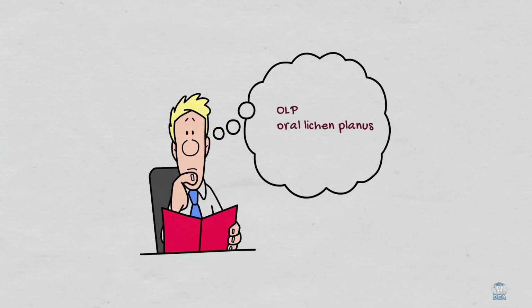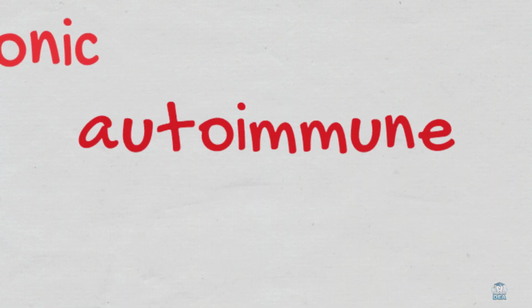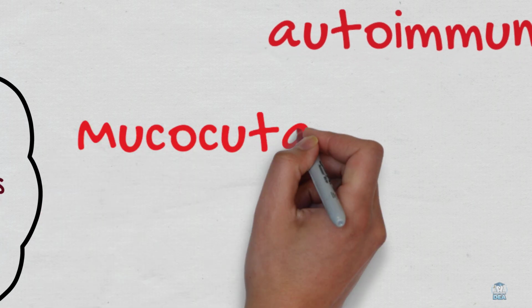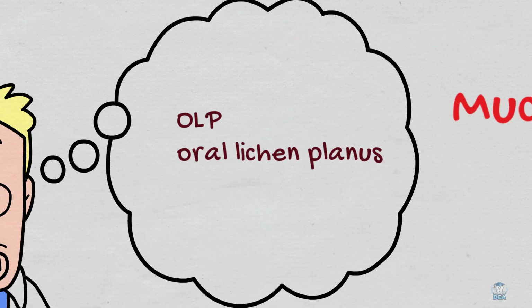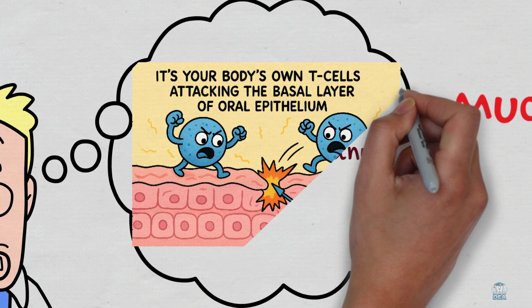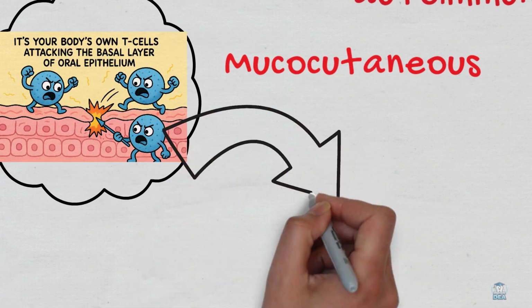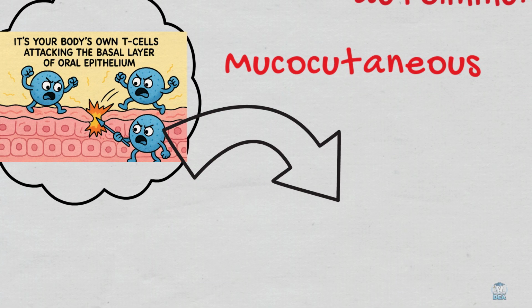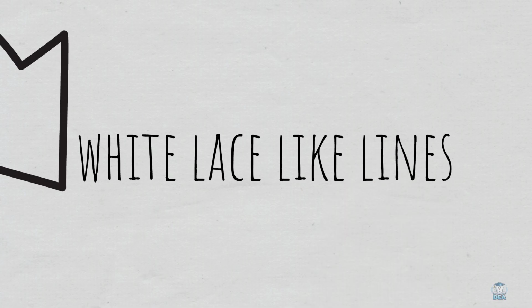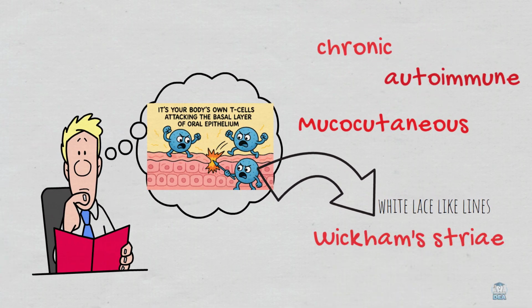Oral Lichen Planus, or OLP, is a chronic immune condition that affects the mucous lining of the mouth. It happens when your own T cells mistakenly attack the basal layer of oral epithelium. The result, those famous white lace-like lines called Wickham's striae.